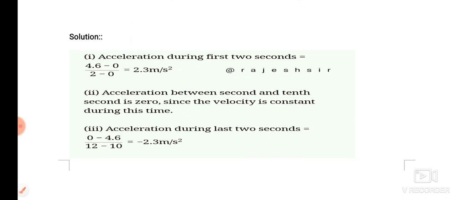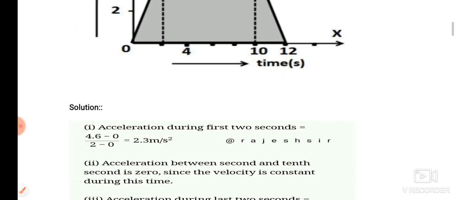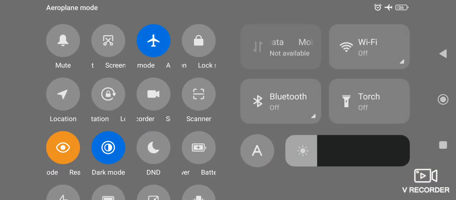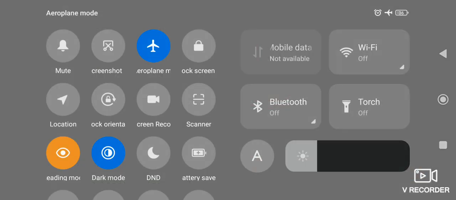Then question number 3, during the last 2 seconds. Again, in the last 2 seconds you can observe the figure, and it is showing some acceleration, but it's a downward acceleration. That means it will be a retardation, that is, negative acceleration. You can find the negative acceleration from the last 2 seconds, this 2 seconds. Here the initial velocity is 4.6, so u is 4.6.